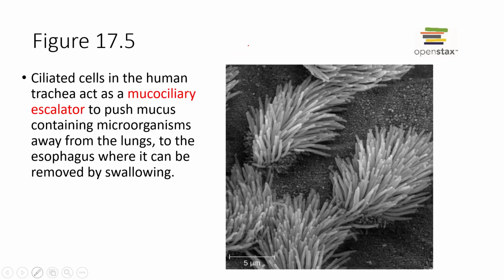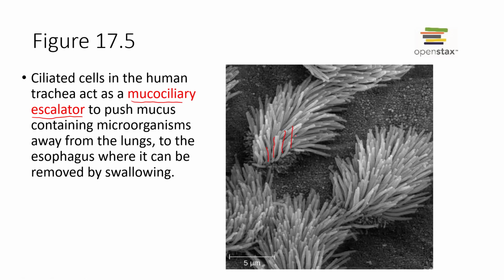Here we have the mucociliary escalator. I love that word. I think that's a cool word. And it talks about the ciliated cells. Our respiratory tract is lined with all of these ciliated cells. And in this picture, what we are seeing is a microscopic view of those ciliated cells. Remember, cilia are these little hairs. So you see all these little hairs.